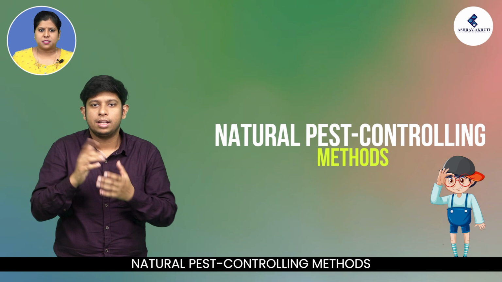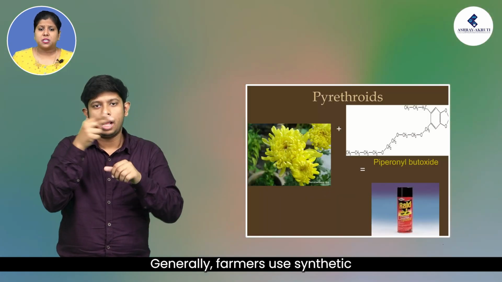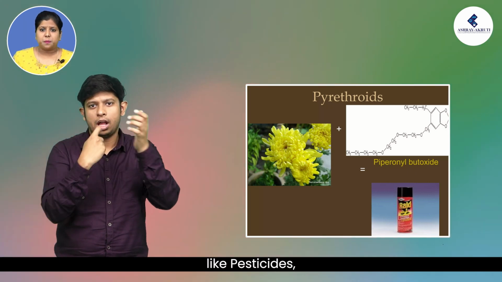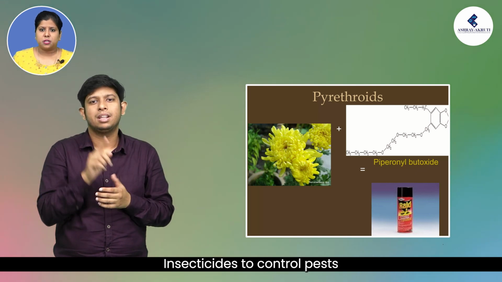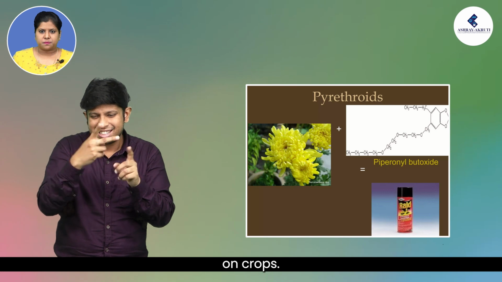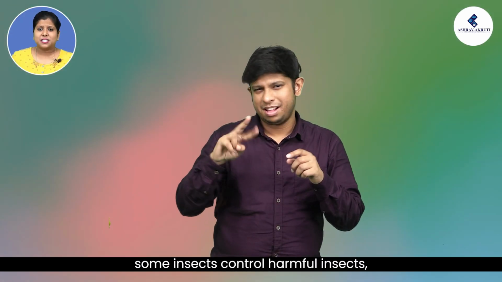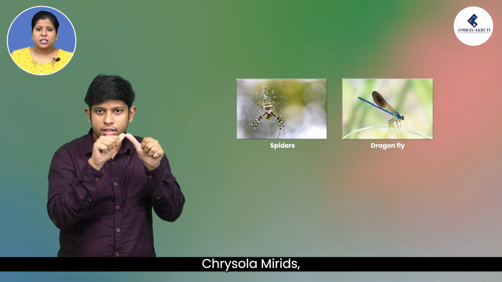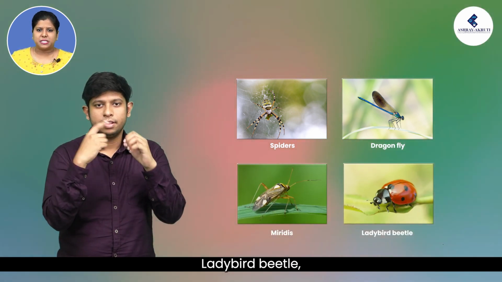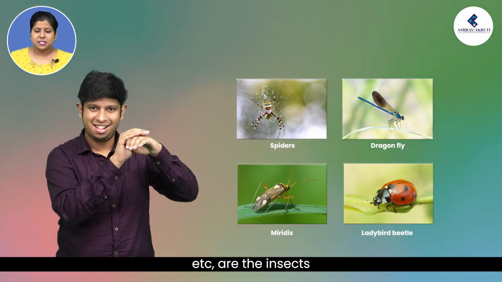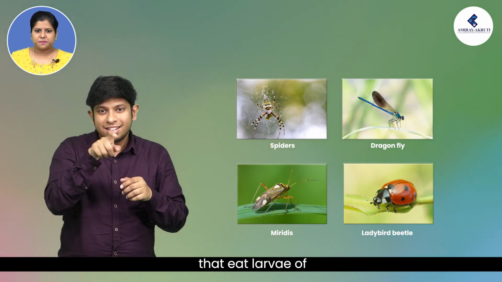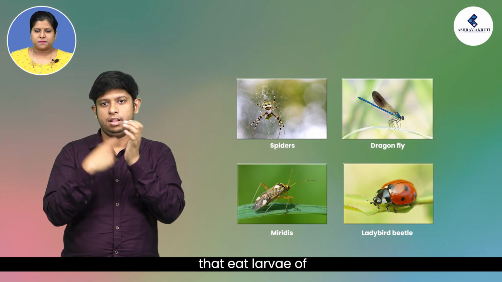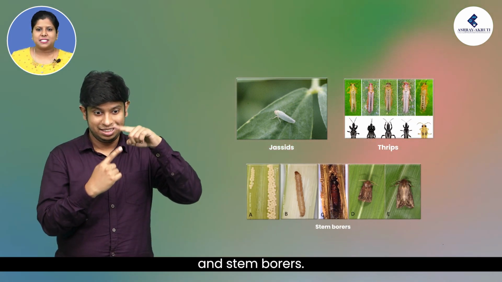Natural pest controlling methods. Generally, farmers use synthetic pyrethroids like pesticides and insecticides to control pests on crops. Some insects control harmful insects and they are called friendly insects. Examples: spiders, dragonfly, Chrysoperla, ladybird beetle, etc. are the insects that eat larvae of aphids, thrips and stem borers.